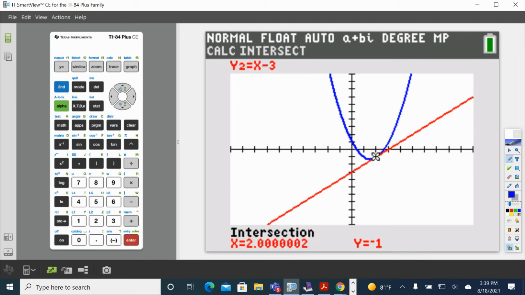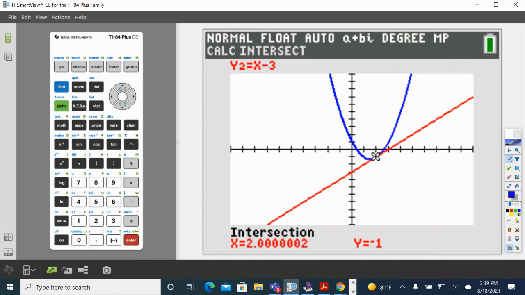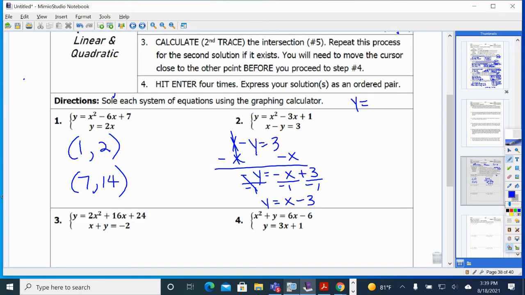And it gives me an answer of 2.00000002. So again, common sense here. That's just 2, negative 1. 2, negative 1 is one of my answers.